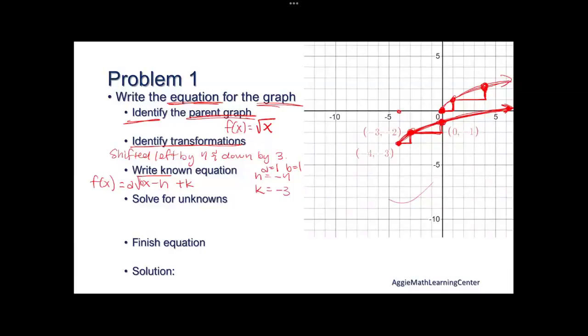Compare the original points with your parent function. So our final equation is going to be f of x is equal to the square root of x minus negative 4, which is plus 4, minus 3. And we can see right there the solution. Perfect. Any questions on this process? Okay, great. Just make sure you know your points on your parent function because they are very helpful for doing problems like this.